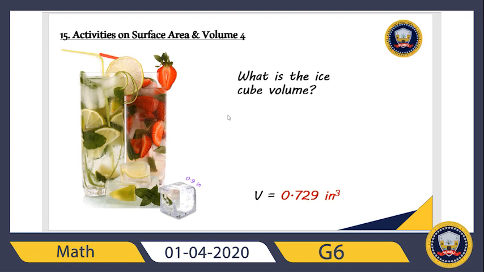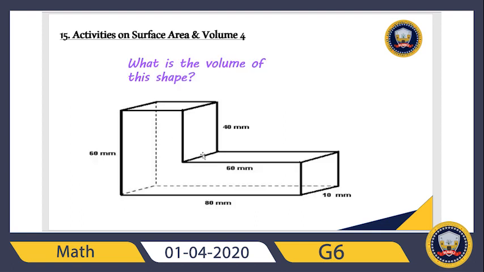Now, what is the ice cube volume? I have this ice cube here. It has a side that is 0.9 inches, and I want to find its volume. That's what we said about the cube. Its dimensions are all equal, so the volume for the cube is 0.9 times 0.9 times 0.9, which is 0.729 inch cubed. Inch cubed, remember, the volume is always cubed. Very good. Let's move to the other one.